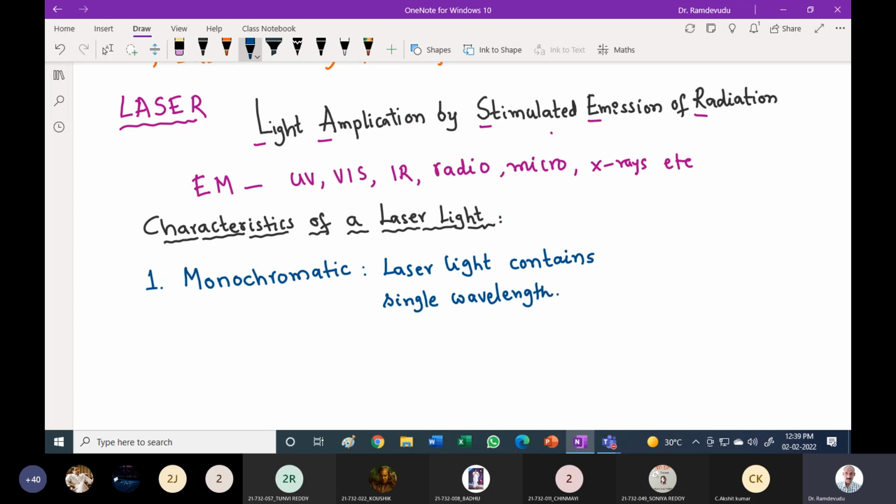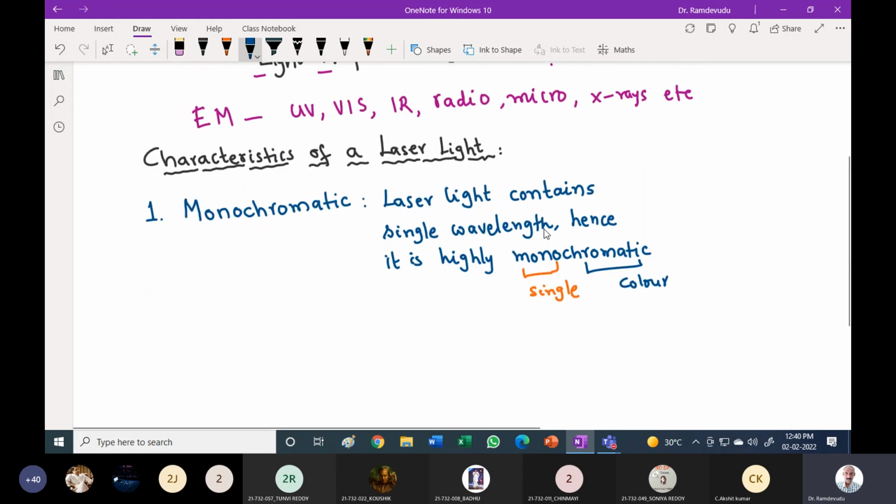So laser is, we say, highly monochromatic. But how monochromatic, how much it is, we have to say. Mono means single or one, and chroma means color. So single color, single wavelength will be there. Therefore, for any laser light, if I say monochromatic, it means there must be a single wavelength.